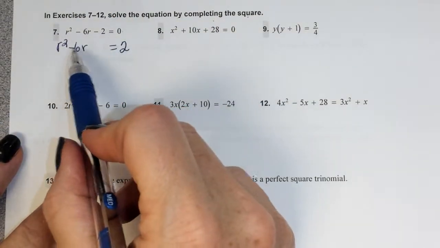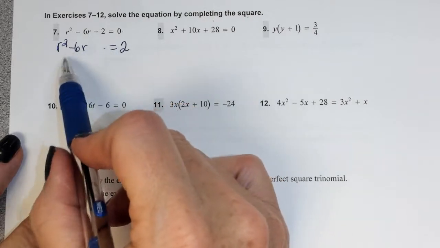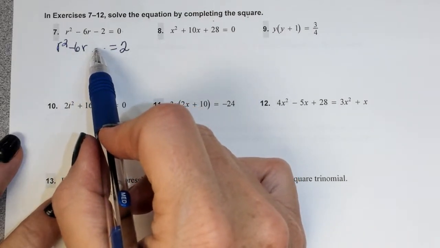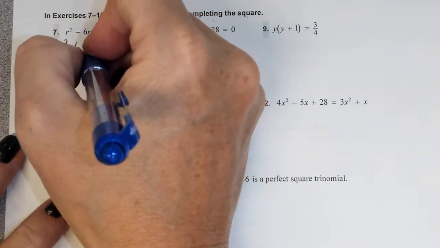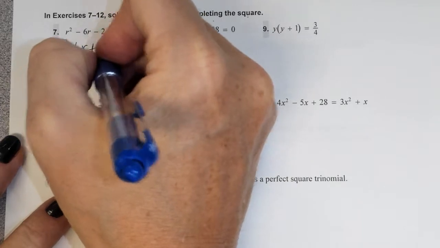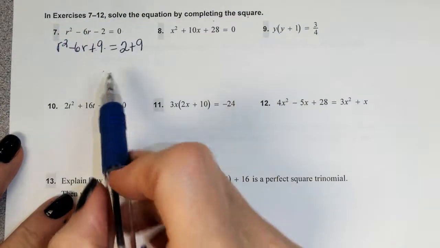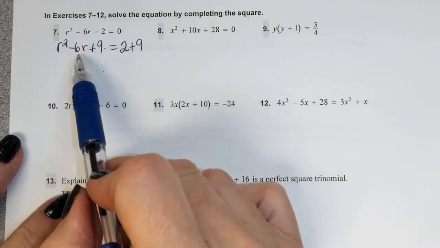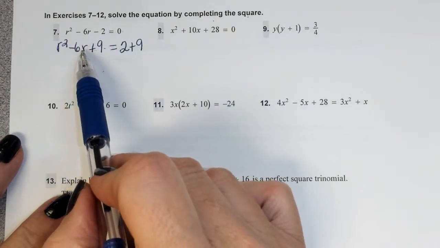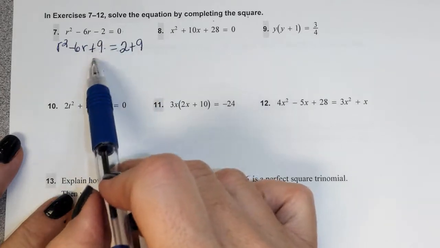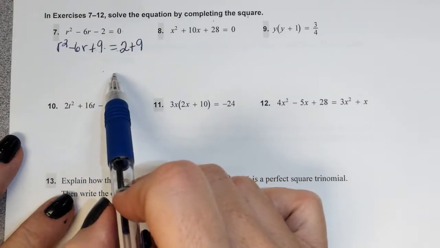Because I want to make this something that can be factored so that I can get parentheses squared. What would I add here to make it something that could be factored? Plus 9. If I add 9 to this side, I also have to add 9 to this side. See how now I haven't changed this equation? It's still equivalent. It's still the same thing, isn't it? Because if I add 9 here and add 9 here, I could subtract 9 and have the same exact thing.